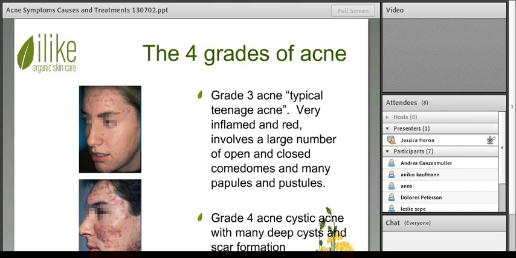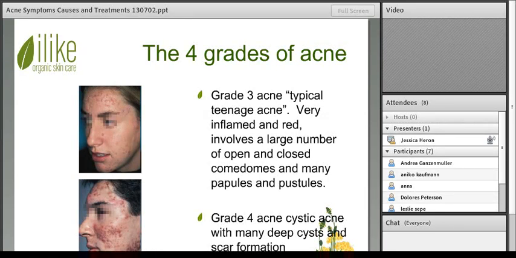Grade 4 acne, cystic acne with many deep cysts and scar formation. This is the most serious form, and it's often referred to as nodular cystic or cystic acne, of course. The skin will display very numerous papules, pustules, and nodules in addition to cysts. There's a pronounced amount of inflammation, and breakouts are severe. Cystic acne is very painful at this point.